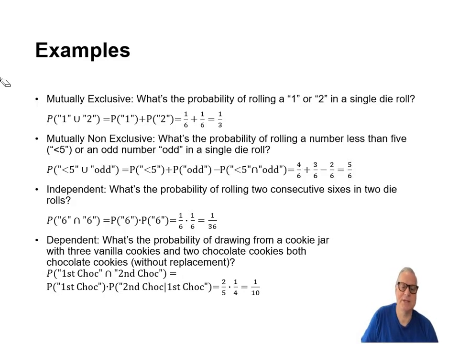Okay, so that's basically the addition rule. So now let's move to the multiplication rule. What's the probability of rolling 2 consecutive 6s in 2 rolls? It's the probability of 6 and another 6. And we just multiply the probabilities, so that's 1 over 6 times 1 over 6 equals 1 over 36.